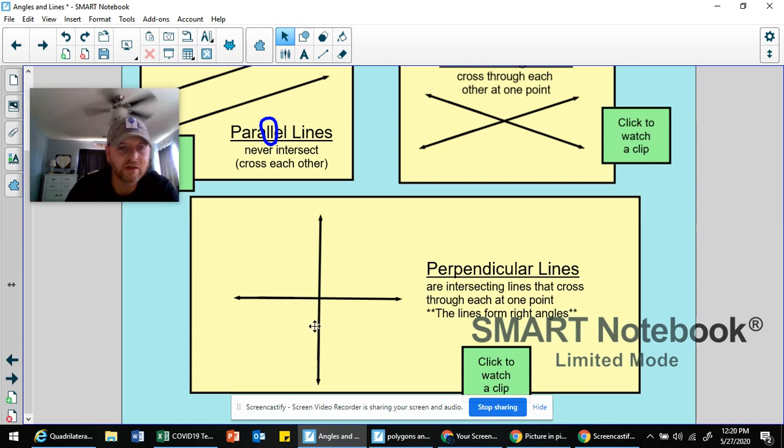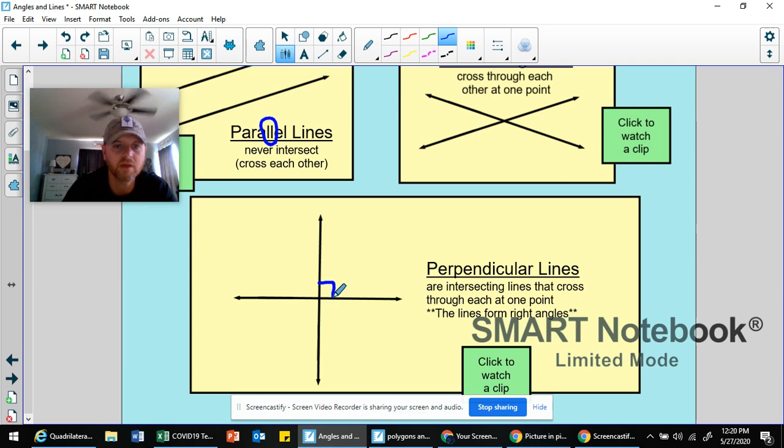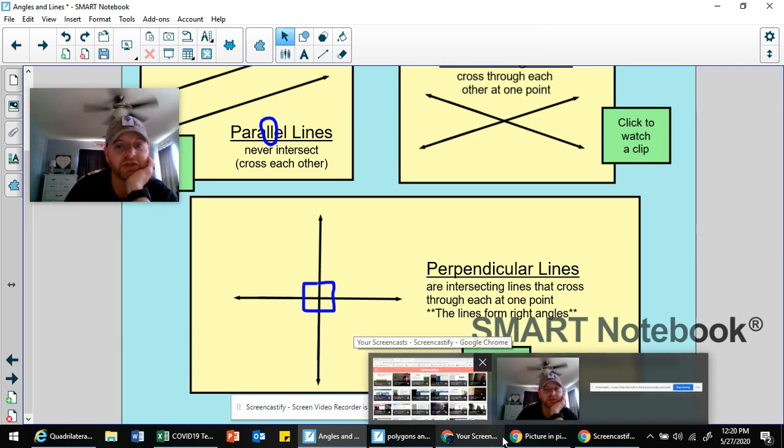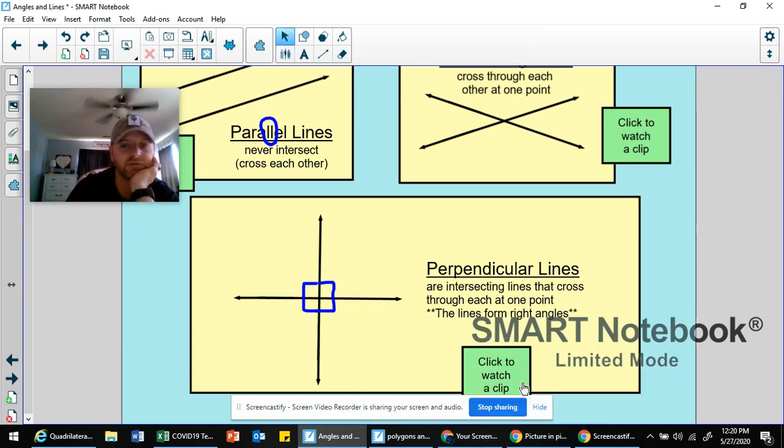However, where these lines intersect, you'll notice that they form right angles, those perfectly squared corners. You can see a right angle here, another right angle here, another right angle here, and another right angle here. So there's four right angles formed around that vertex where they intersect. All right, let's take a look at this video so that you can see examples of perpendicular lines in everyday life.